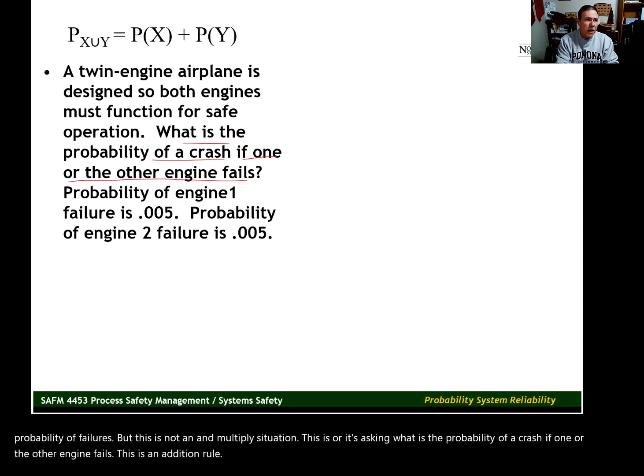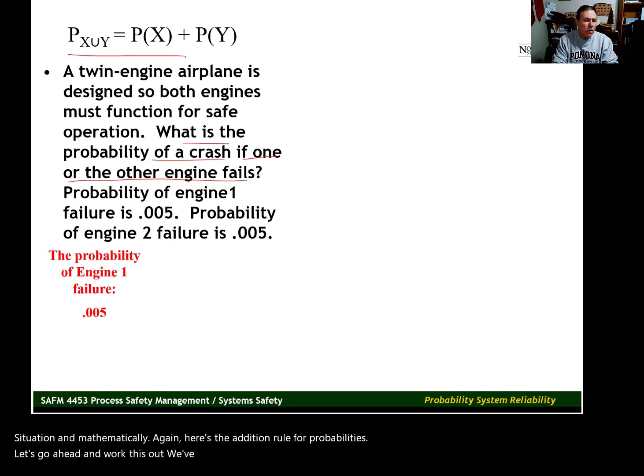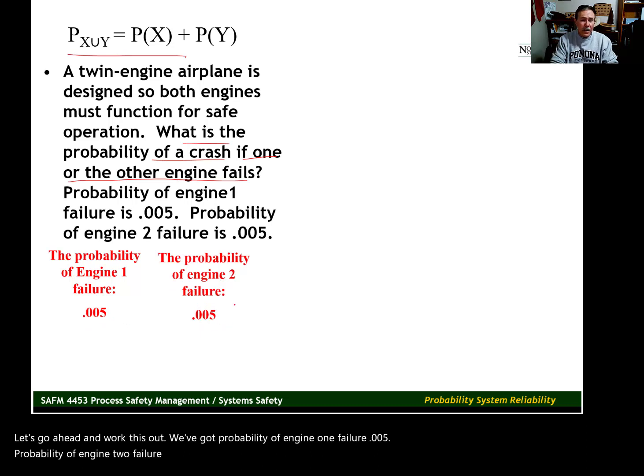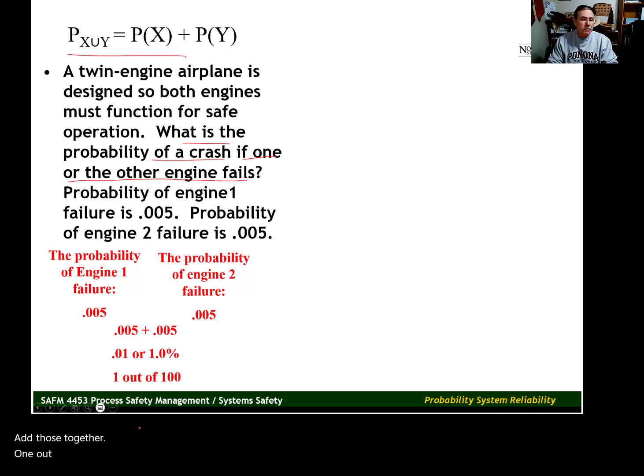And mathematically, again, here's the addition rule for probabilities. Let's go ahead and work this out. We've got probability of engine 1 failure, 0.005. Probability of engine 2 failure, 0.005. Remember, if either one of these failures occurs, the plane's going to lose power and probably crash. Add those together, 1 out of 100 times we're going to have a crash. I don't want to be on that plane.